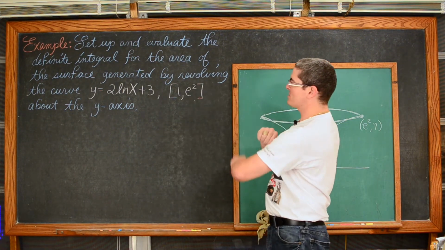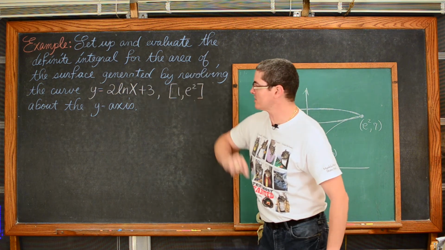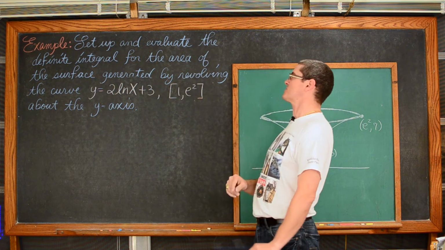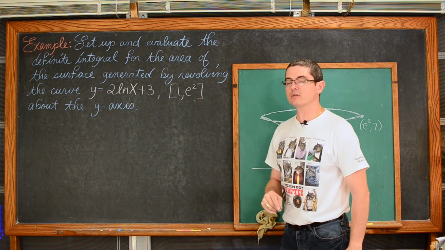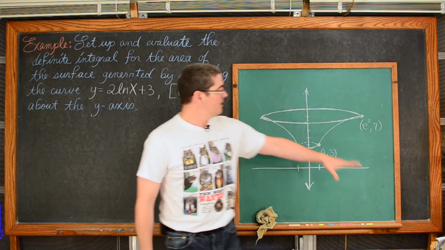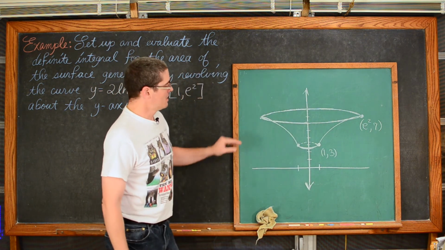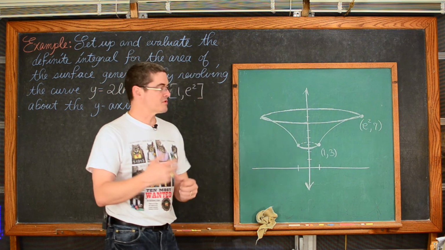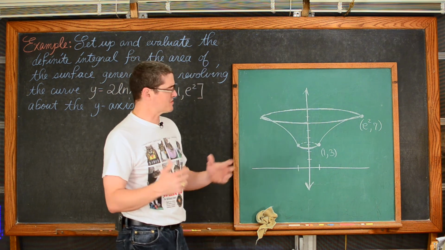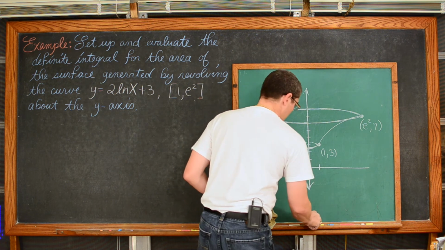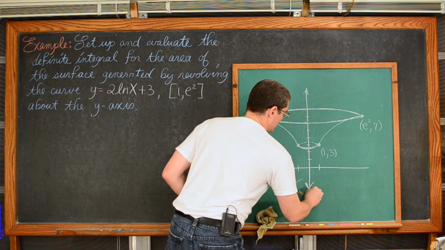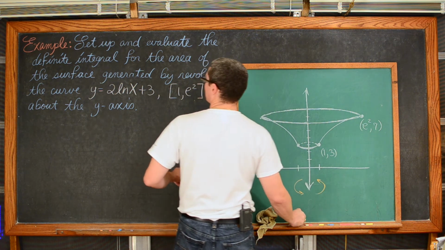Same directions, of course, only this time our curve is y equals 2 natural log of x plus 3, and we're doing it on the closed interval of 1 to e squared. This is what our surface of revolution is going to look like when we again are rotating for this problem around the y-axis.